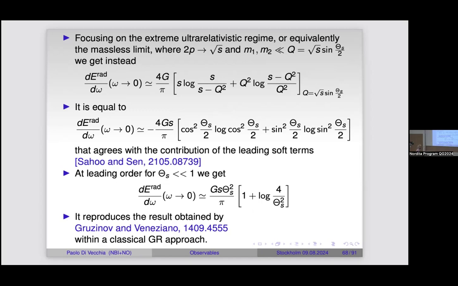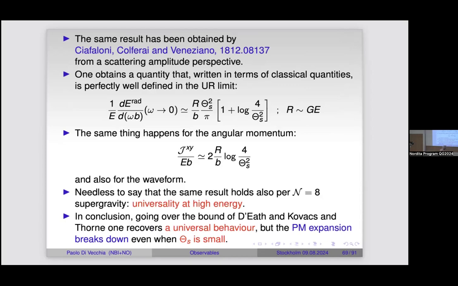At the leading order in theta s, you get this, which agrees with the result obtained from classical GR in this paper by Gruzinov and Veneziano. The same result is also obtained in this paper. One obtains a quantity in terms of classical quantities, which is perfectly well defined in the ultra-relativistic limit. And the same happens for the angular momentum and also for the waveform.